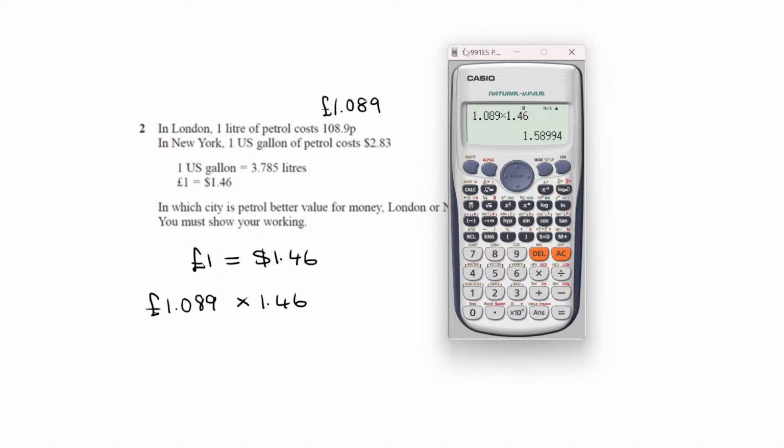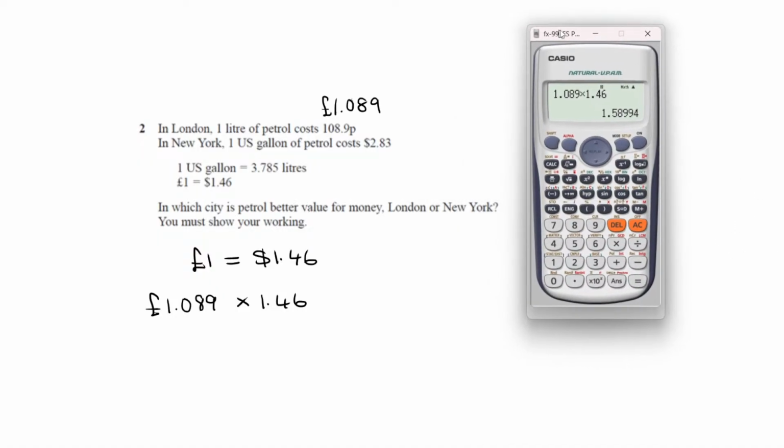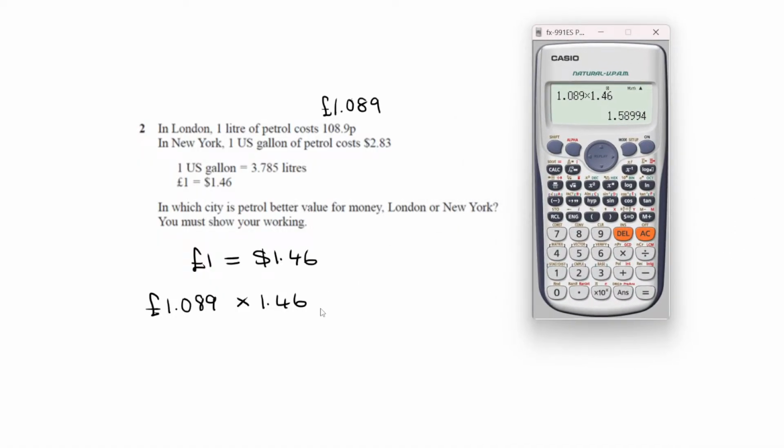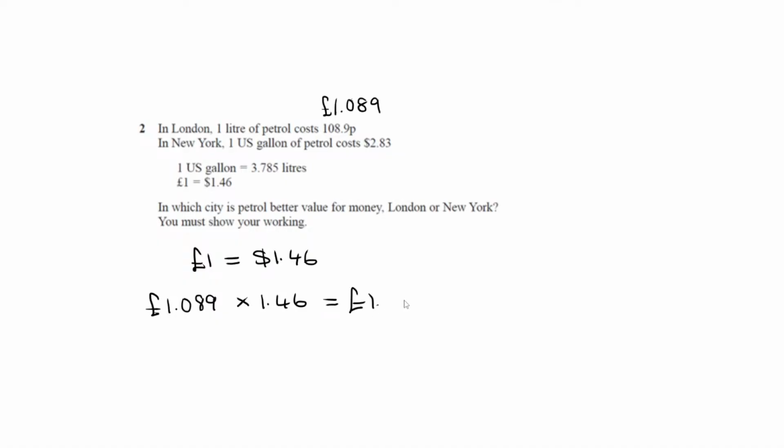Okay, and I'd probably write down all of those decimals. Because obviously, logically, the number of pounds, if I convert it into US dollars, is going to be a bigger number, isn't it? So 1.58994. Okay, so that's how much, in dollars, 1 litre of petrol costs.